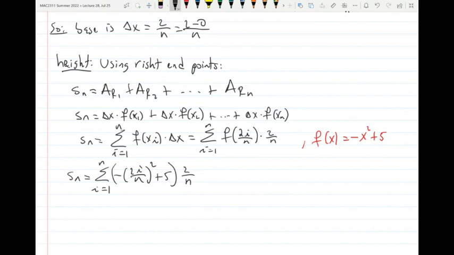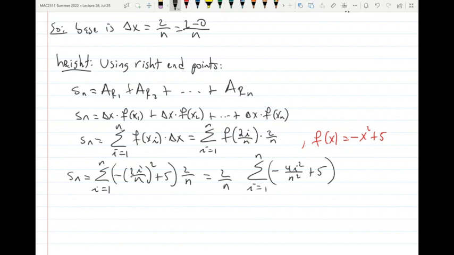So in other words, when you have a finite sum like this, you can take constants out. That means factor. That just means factor. Okay? So take a constant out means to factor. So I'm gonna take out 2 over n. Okay, and then this will be minus 4i squared over n squared plus 5. I just did this square right here.